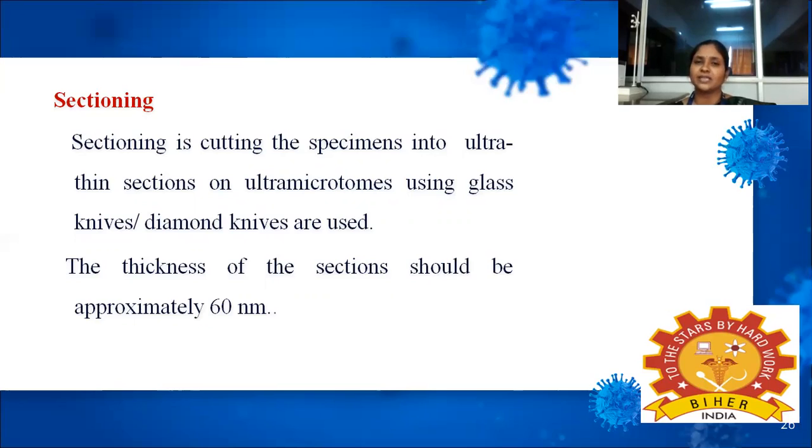Sectioning is cutting the specimens into ultrathin sections on ultramicrotomes using glass knives or diamond knives. The thickness of the sections should be approximately 60 nanometers. The ultramicrotome knife is made of diamond or glass and has the capacity to slice the specimen into a very thin section of 60 nanometers, which makes it easy to process the sample later and to observe it under the electron microscope.